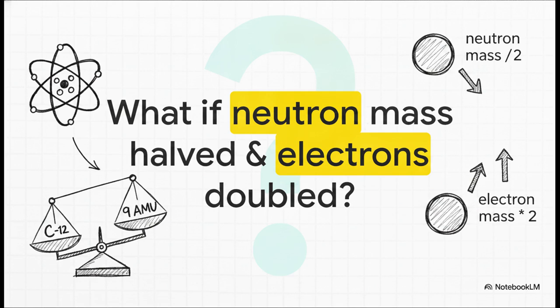And what if we doubled the electron mass? Well, that's a trick question. Even doubled, electrons are still practically weightless compared to nucleons. So your new mass would be 6 from the protons plus 3 from the neutrons, giving us 9. The overall atomic mass drops significantly. It really makes you appreciate just how delicately balanced the atomic world is, doesn't it?